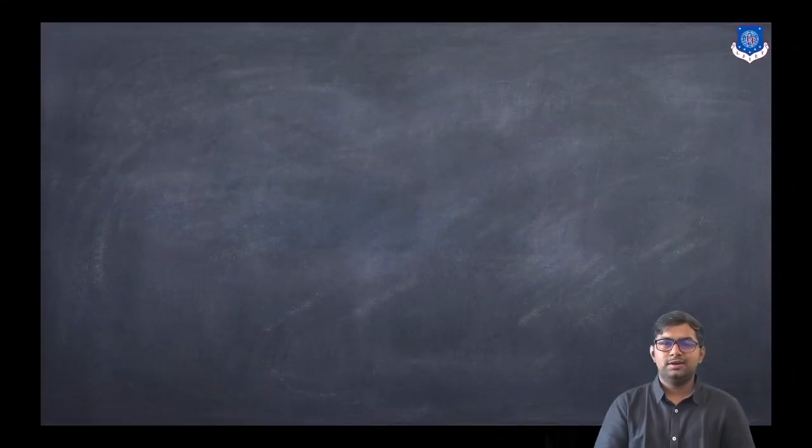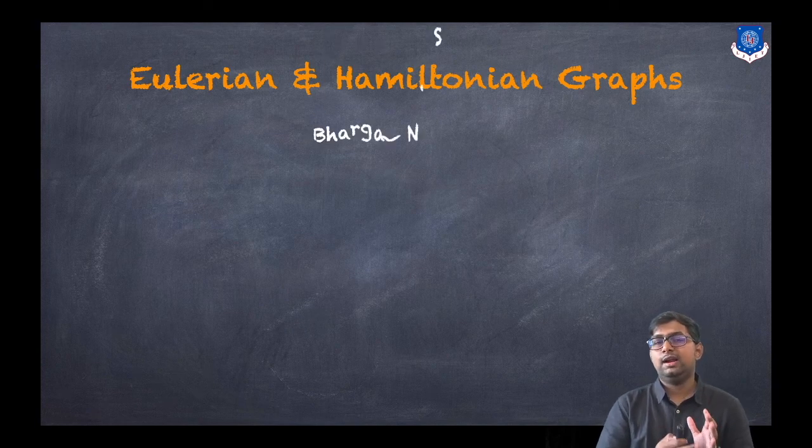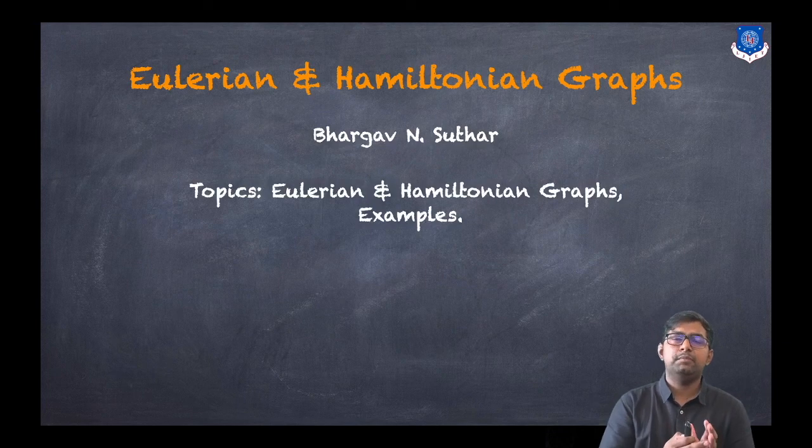Hey everyone, this is Pargo Suthar, and today we will discuss other types of graphs, that is Eulerian graph and Hamiltonian graph. So in this session we will discuss what is an Eulerian path, what is an Eulerian circuit, what is a Hamiltonian graph, and what is a Hamiltonian circuit.